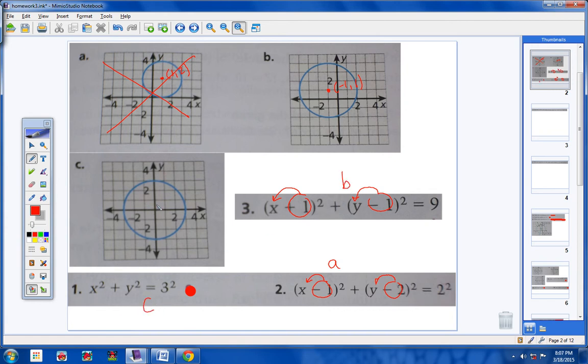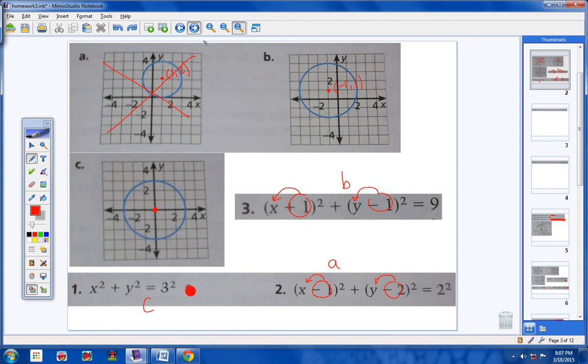Now, by the way, notice here the center is 0, 0. Notice how they did not write x minus 0. Nor did they write y minus 0. Okay? They did not do that. And you can if you want to, but most books won't. They just put x squared plus y squared because x minus 0 is x, and then x squared is x squared, okay? So this one here would be letter C.